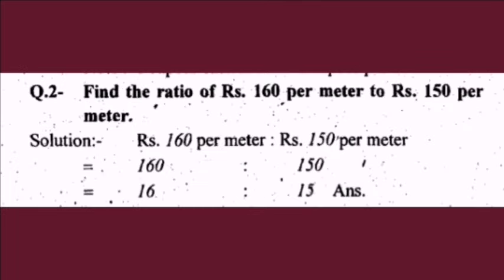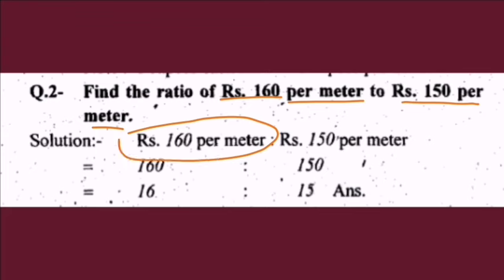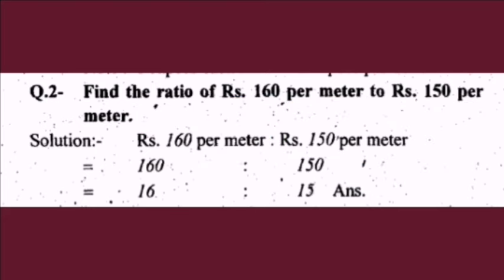Question number 2: find the ratio of 160 per meter to 150 per meter. So Rs 160 per meter, ratio, 150 per meter. Dividing both by 10, the ratio is 16:15.